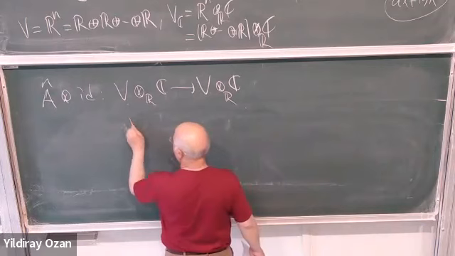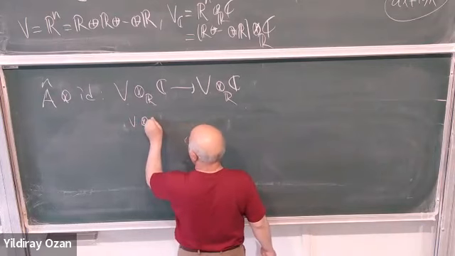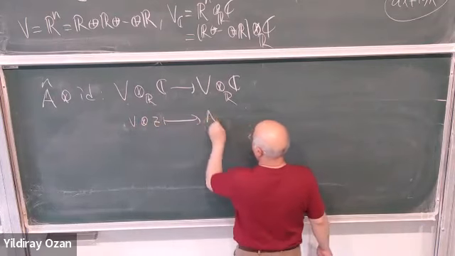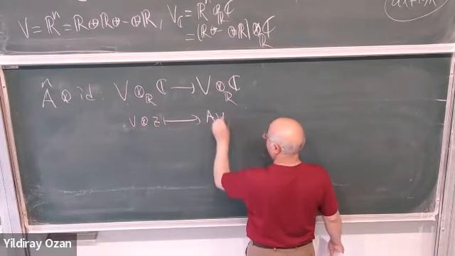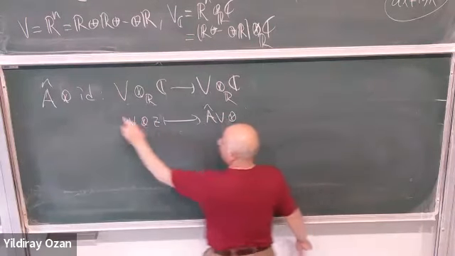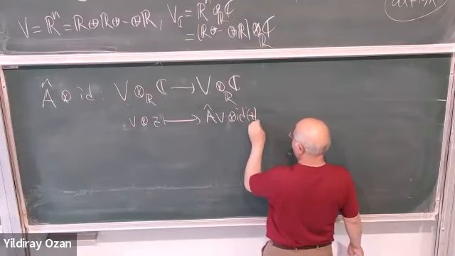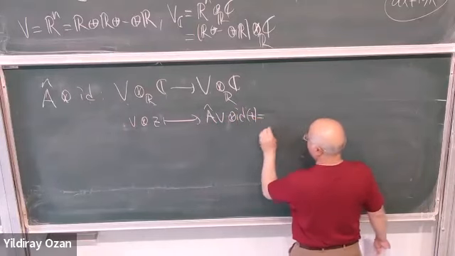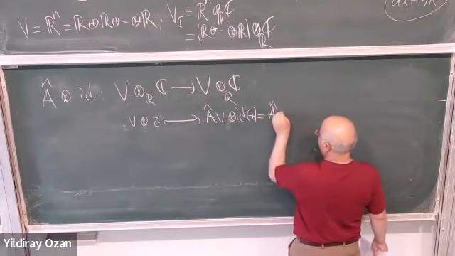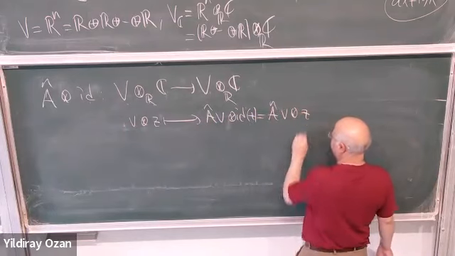So this is V tensor Z, and A tensor identity applied to V tensor Z, but that is just AV tensor Z. Okay.